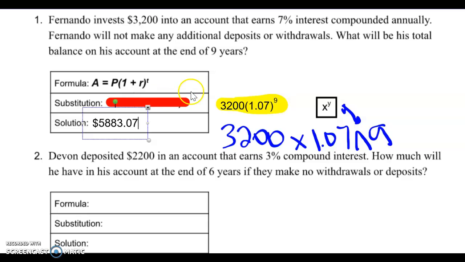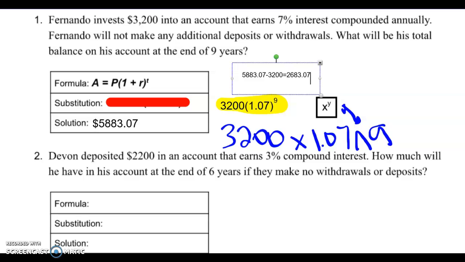To find the actual interest, I would have to take 5,883.07 and subtract away the original principal, and I would get the actual interest, which would be about 2,683.07. I'm doing this in my head, so excuse me. So that's how much interest my 3,200 made.